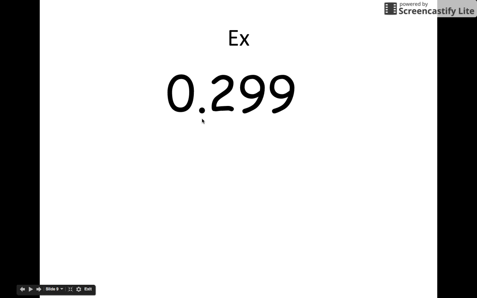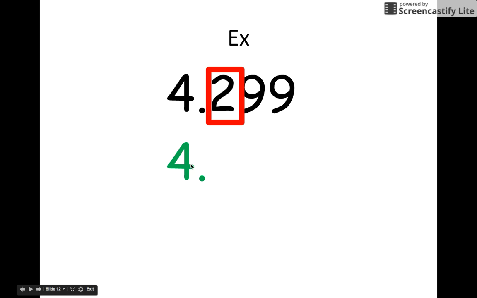We have 0.299. So the number after the decimal point is 2, which is smaller than 5. So we round it down and it becomes 0. 4.299, same thing. 2 after the decimal point, smaller than 5. Round it down, becomes 4.